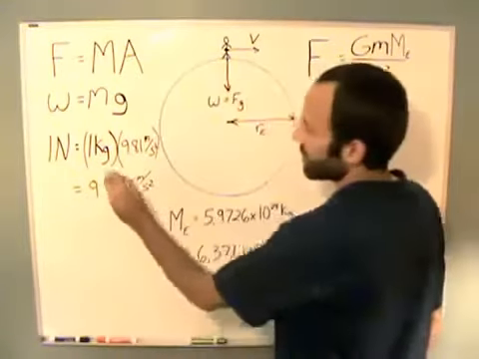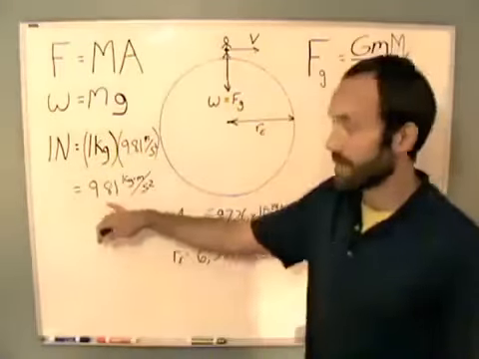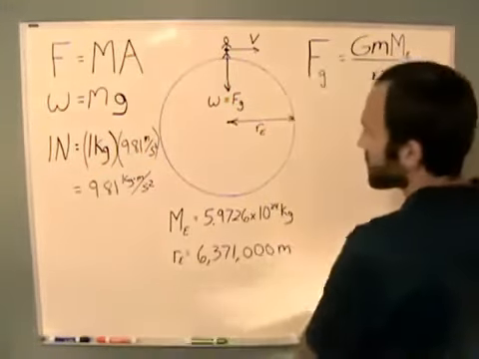Okay, remember that. A newton is really equal to units of kilograms times meters per second squared. 1 kilogram is equal to 9.81 newtons.